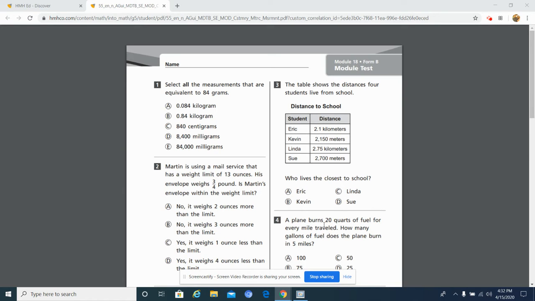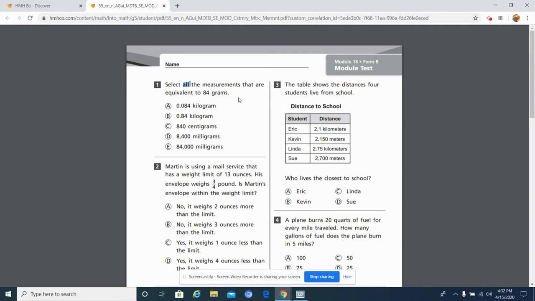All right, first things first is to make sure you have a paper that's folded into eighths, and in the first box, your name is written in there, okay? So number one, select all the measurements that are equivalent to 84 grams. Well, there is that word all. So we want to find out which ones will be equivalent to 84 grams.